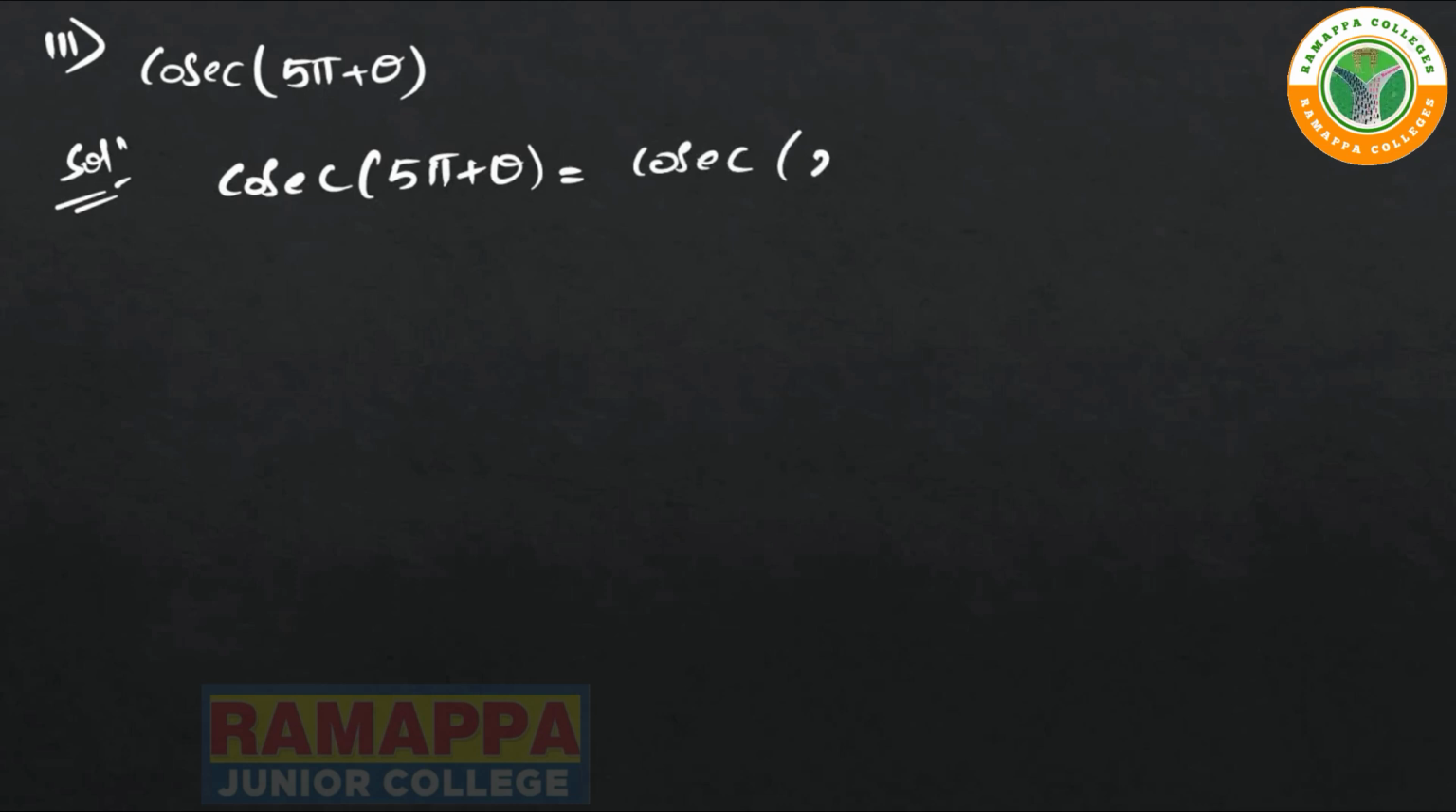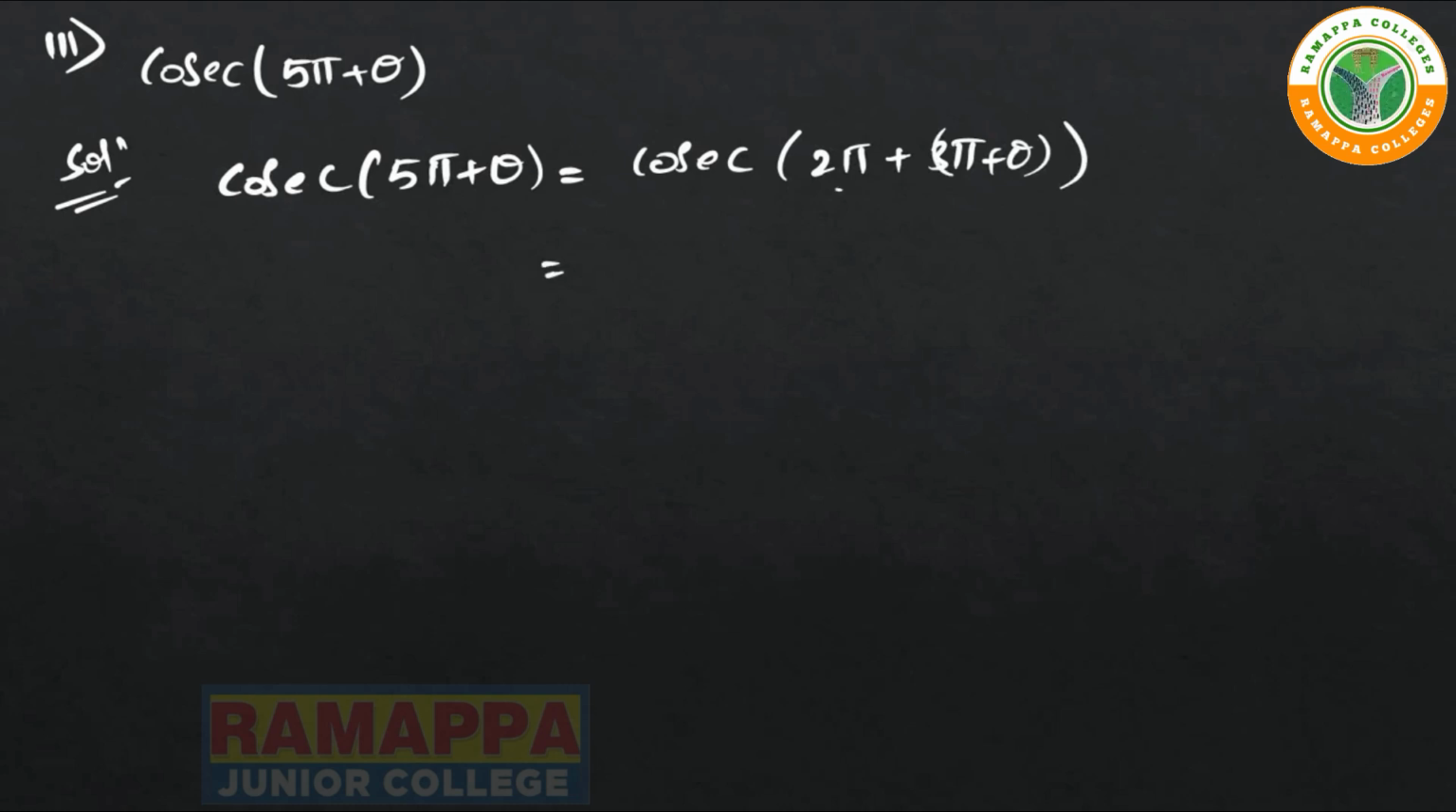Now, third one solution here. The third question is given that cosecant of 5 pi plus theta. Cosecant of 5 pi plus theta is equal to cosecant. We can write it as 2 pi plus 3 pi plus theta. So this I will write here.